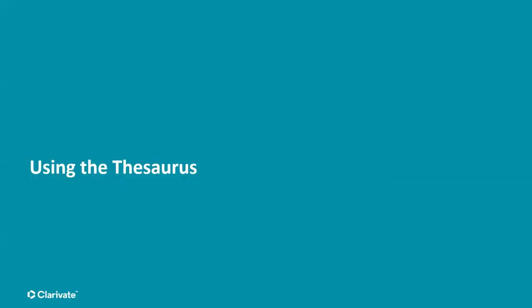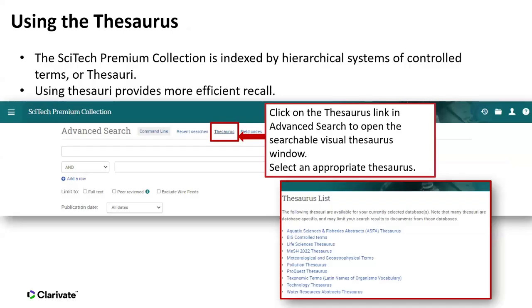And to wrap up our slide deck here, I would like to talk a little bit about using the thesaurus as well. When documents are indexed with their controlled terms, using them for retrieval provides more efficient searching. So this means that the percentage of relevant results retrieved with controlled terms is usually higher than with free text search, especially in this particular collection.